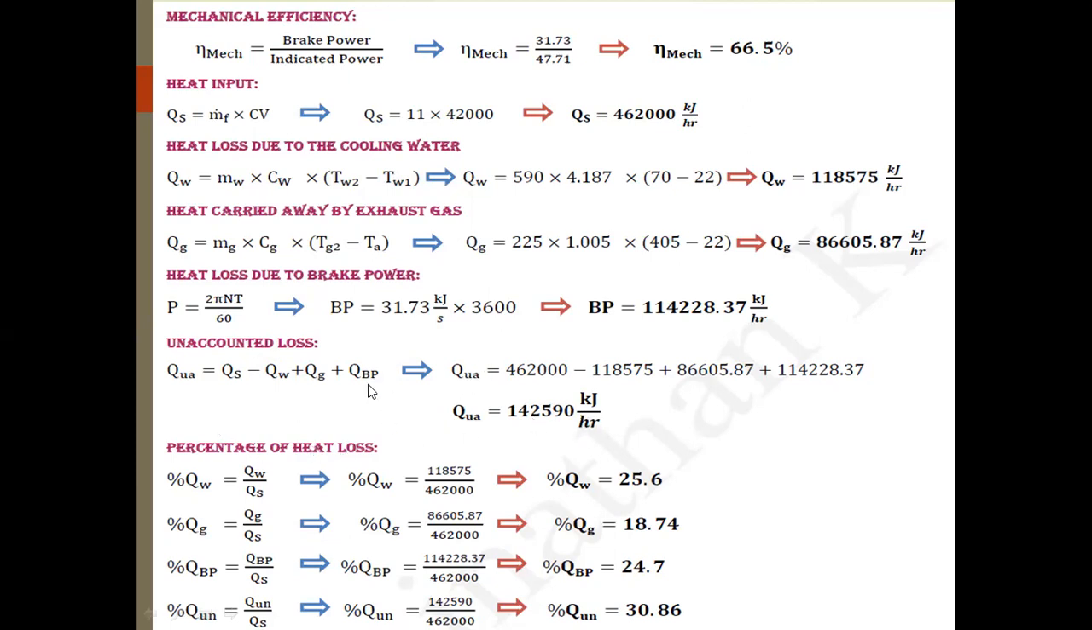Based on these heat losses, we convert them into percentages. The percentage of heat from the cooling water is the heat carried by the cooling water divided by the heat supplied, which is 25.6. For the exhaust gas the percentage is 18.74, for the brake power 24.7, and the unaccounted wasted heat is 30.86. Totally, we add these percentages and get 100%. Based upon this 100%, we can draw the flow chart of the heat balance sheet for this problem. Thank you.